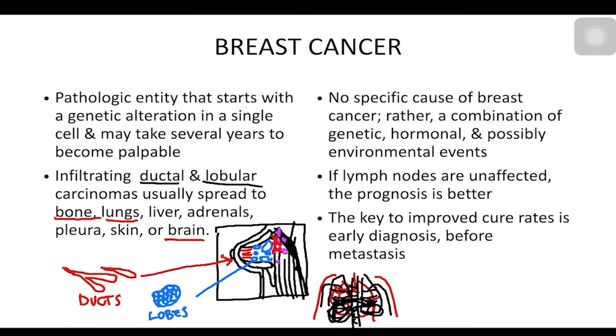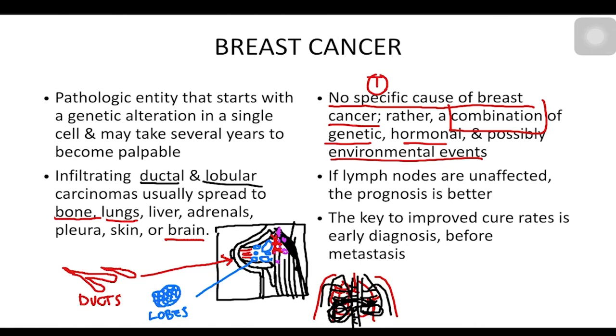So there is no specific cause. When we say specific, it means a single cause, but rather it is more of a combination of genetic, hormonal, and possibly environmental events. If the woman, or your patient, is always stressed, or is undergoing hormonal therapy, it might change the genetic factor over time. They may also have a familial history of breast cancer. So those are the possibilities.